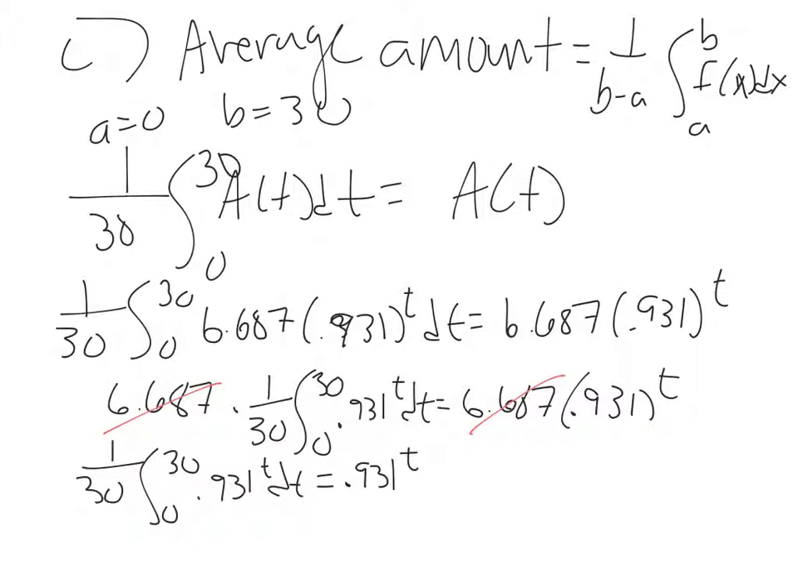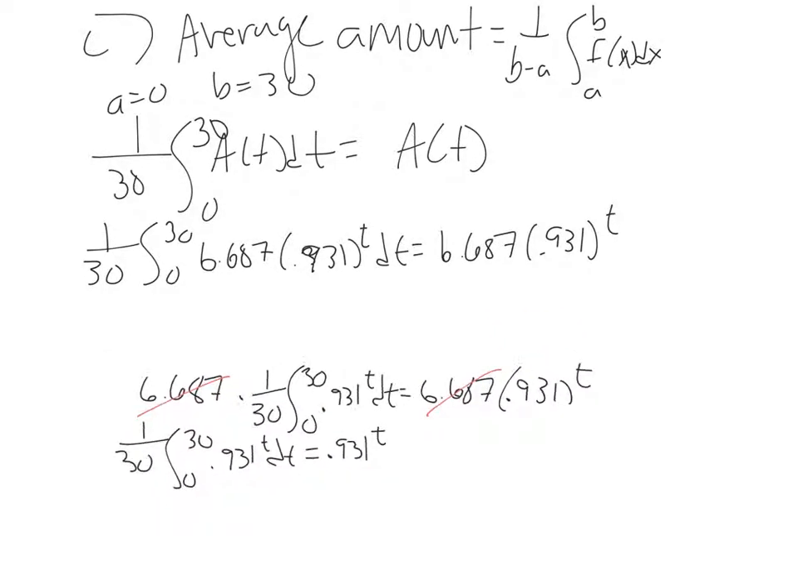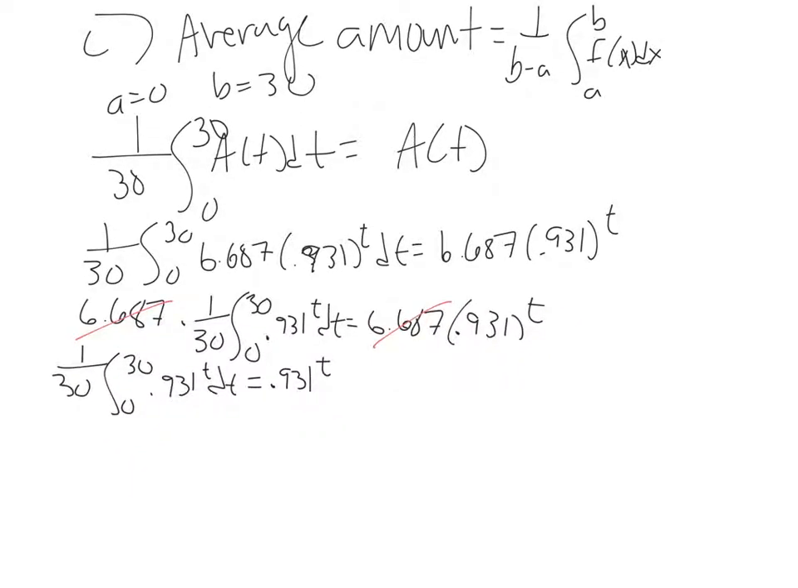So what I would do at this point is put this into your calculator. Make sure you go to math, you go to FNINT, and you just fill it in. Don't forget to divide by 30 once you find it, because a lot of students forget to do that.